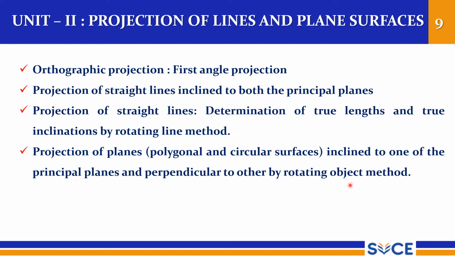So instead of rotating the axis line, that is another method, auxiliary plane method. So we are not using that. So instead of that we are going to rotate the object itself. So this is the content we are going to see now.